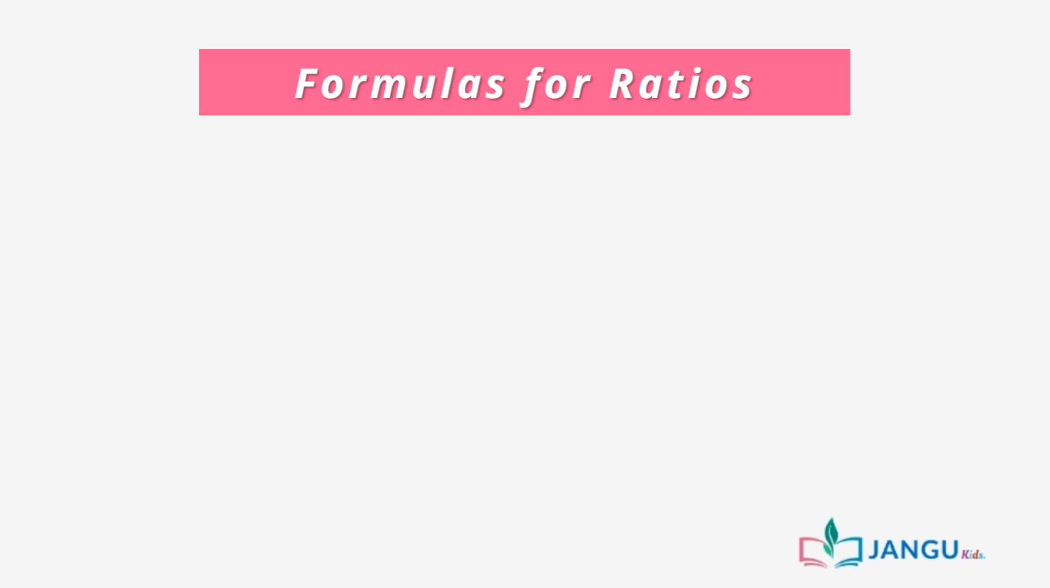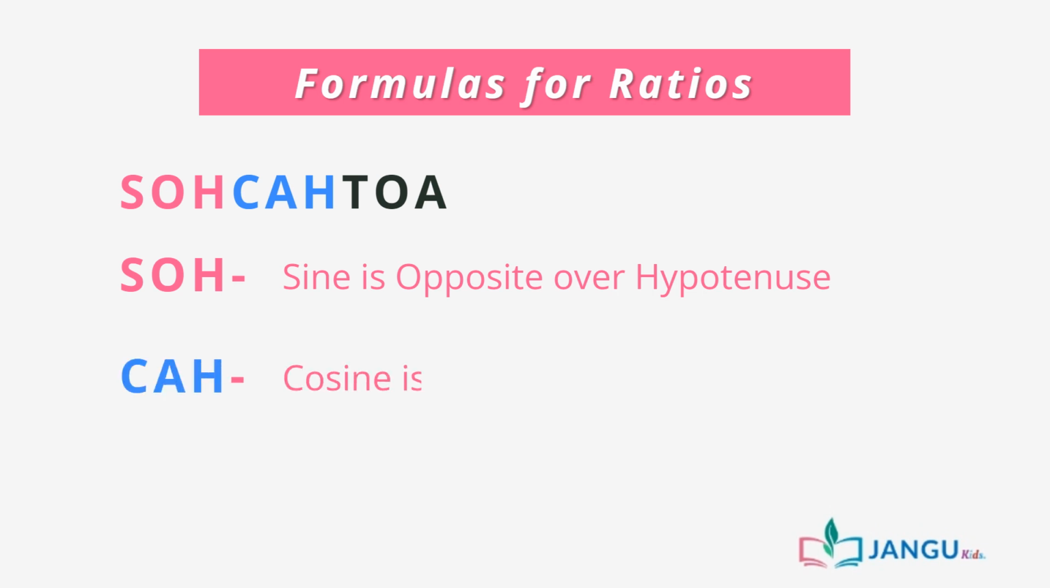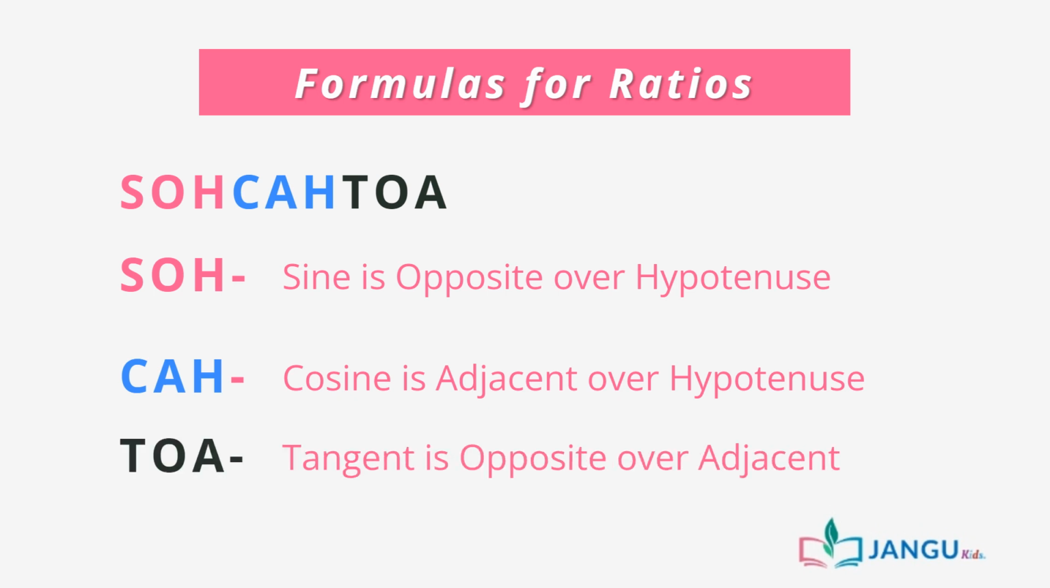The acronym SOHCAHTOA can help with remembering the formulas. So, SOH: sine is opposite over hypotenuse. CAH: cosine is adjacent over hypotenuse. And TOA: tangent is opposite over adjacent.